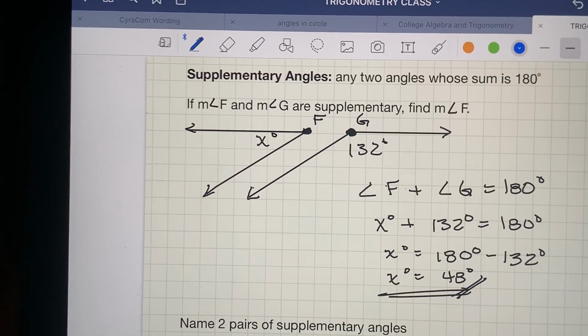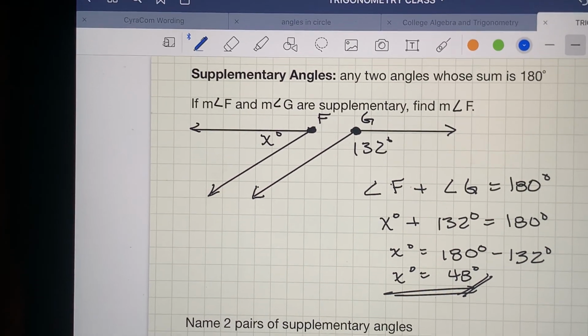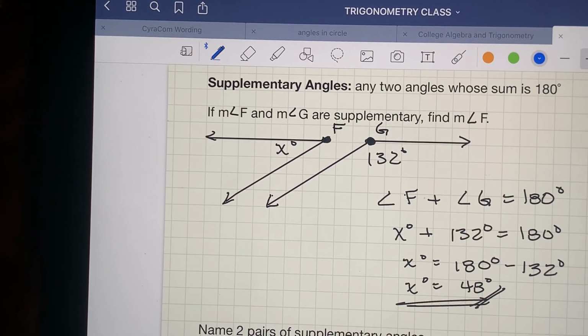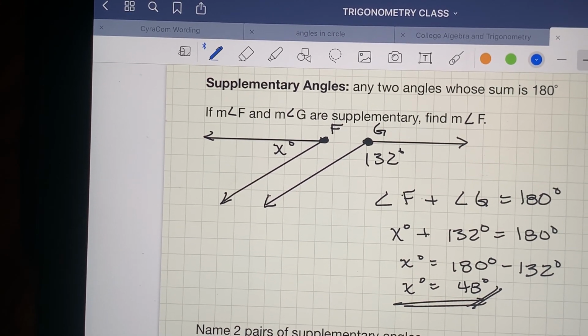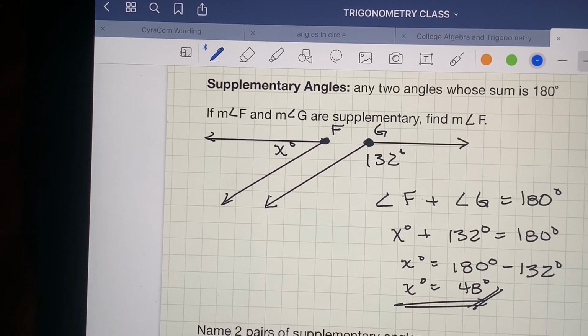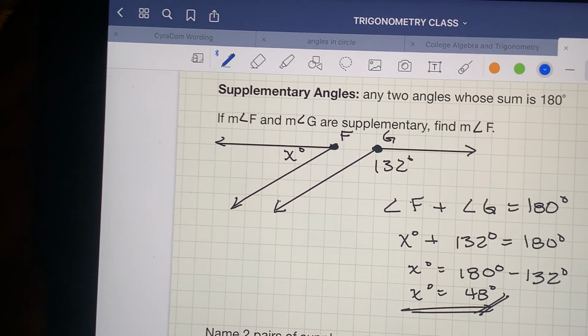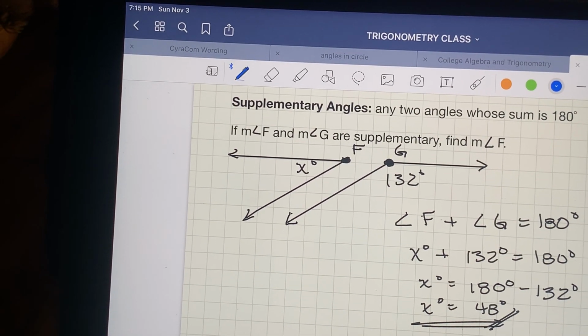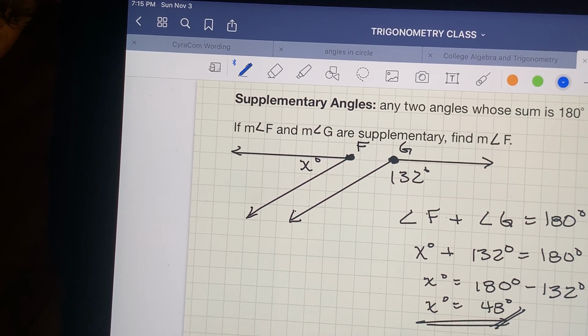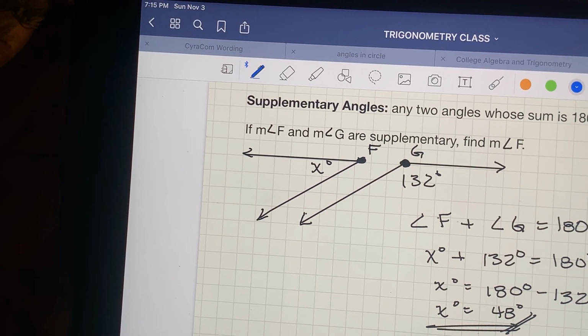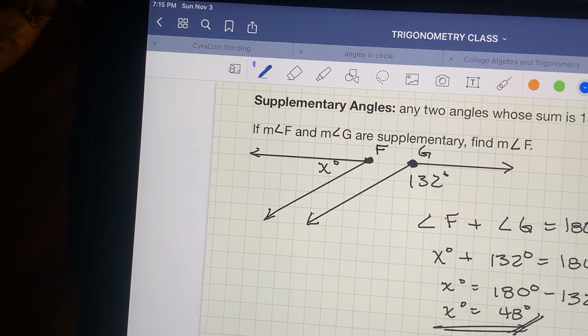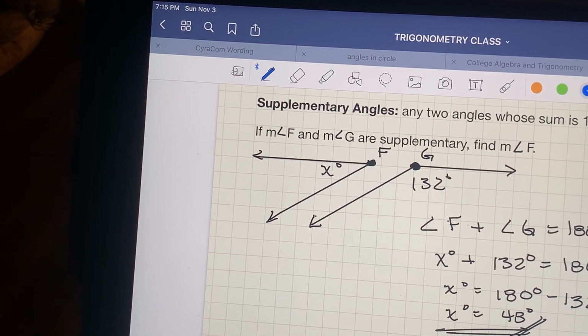Okay, so this video will deal with supplementary angles. Supplementary angles are any two angles whose sum is 180 degrees. So now you must remember that we have complementary angles with the letter C, complementary, which add up to 90, and then supplementary, which add up to 180.